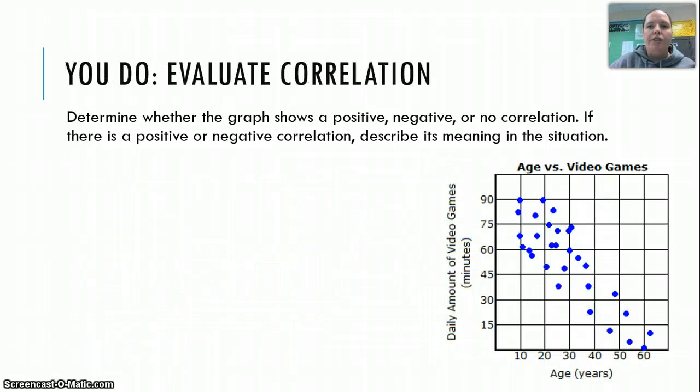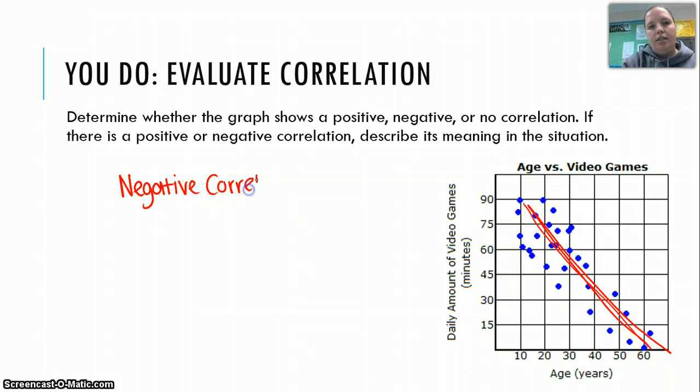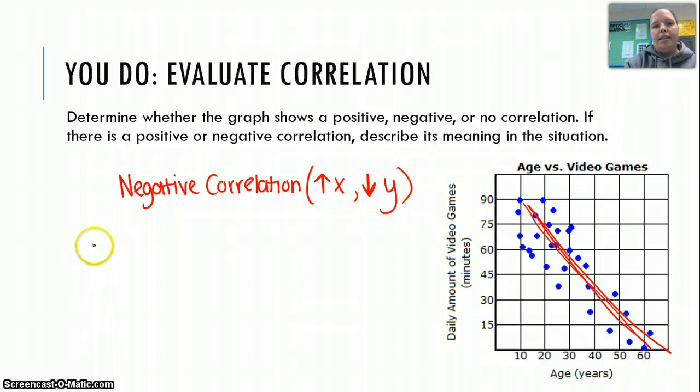So take a second and try this one on your own. So pause, try this, and the answer here, if I could draw a line in here to show the overall relationship, this is going to be a negative slope, so this is a negative correlation. Meaning as the X value goes up, the Y value is going to do the opposite.